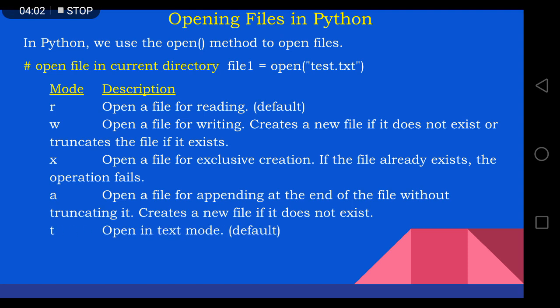Then we have the T mode, which is open in text mode. This is the default mode, just as the default mode is R.